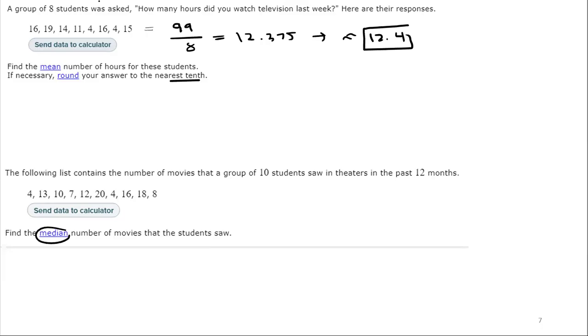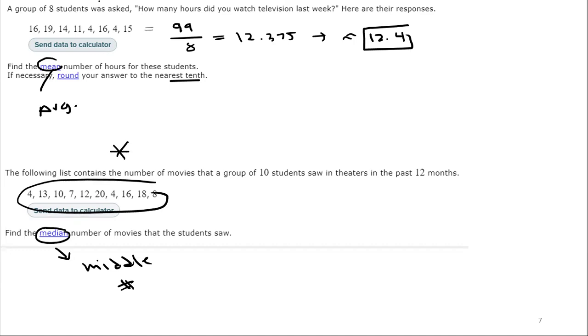Okay, now for the median. The median means the middle number. But the key part in defining the median is that we need to put the numbers here in order. So make sure you write that down. We need to order from least to greatest. So we have to order this from least to greatest. All right, so let's go ahead and do that.